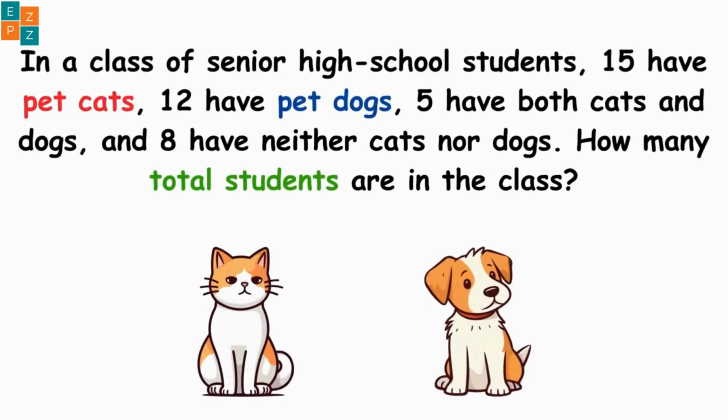In a class of senior high school students, 15 have pet cats, 12 have pet dogs, 5 have both cats and dogs, and 8 have neither cats nor dogs. How many total students are in the class?